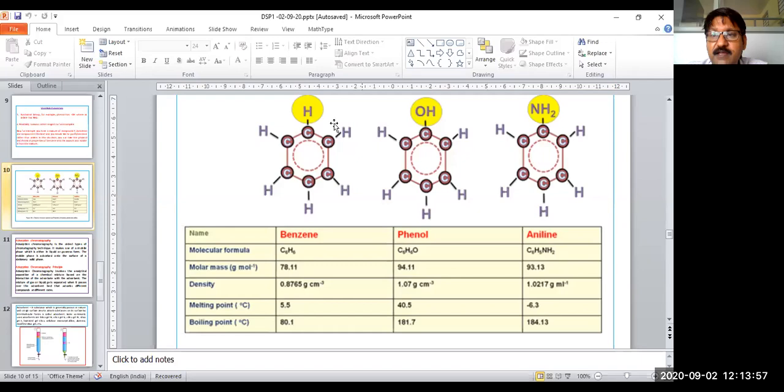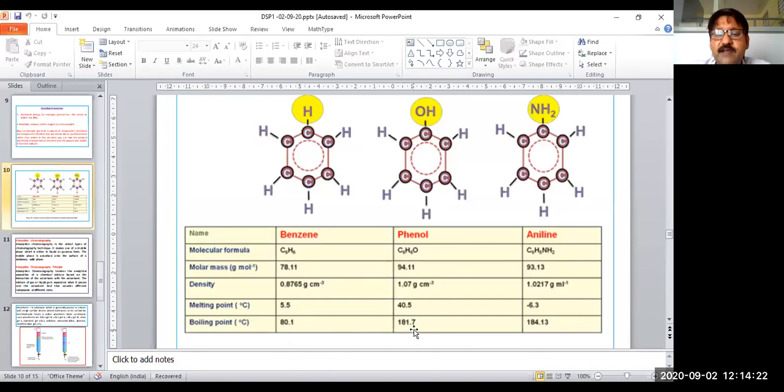You want to separate, so identify the functional group. It has H, it has an OH, it has an NH2. So I want to separate only aniline. So use an appropriate solvent, or use an appropriate solid. It may be a mobile phase or this one. You can look at the molecular formula, density, melting point and boiling point. All are different. You can look at it.